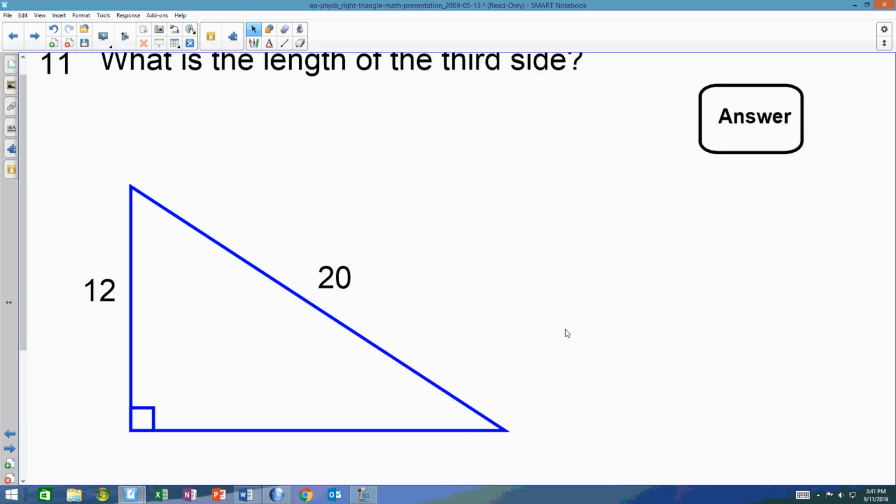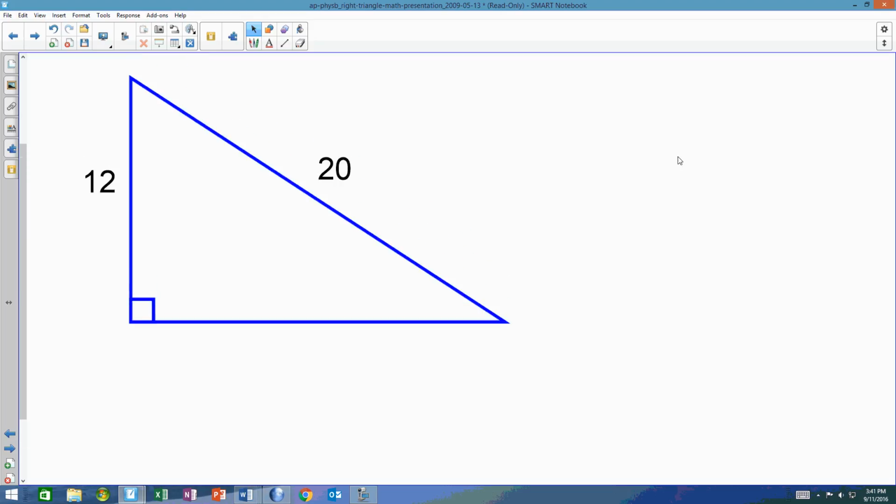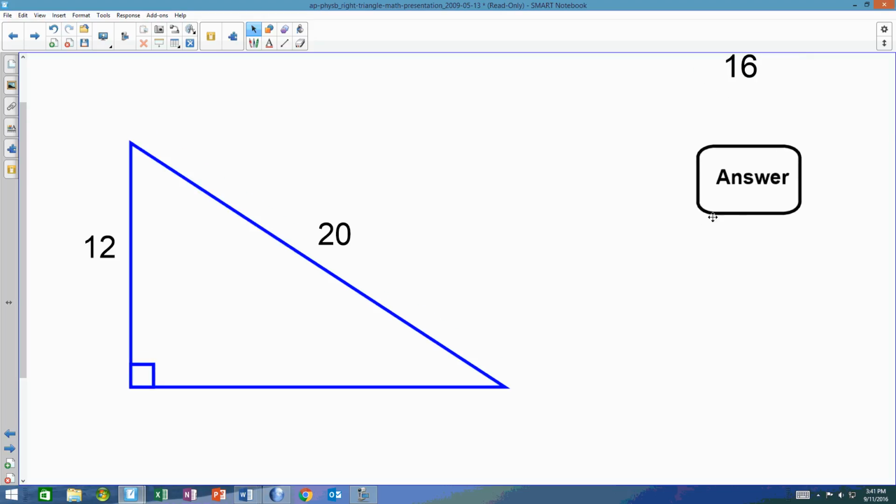Okay, what about this one here? We have 12, 20. What will this side be? Hopefully you said 16. If you take 4 times 4, you get 16.